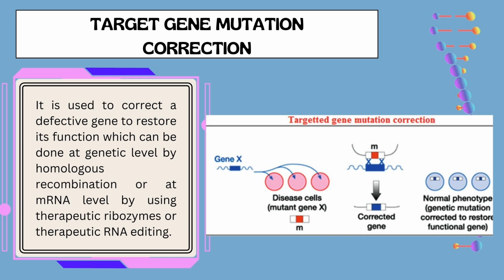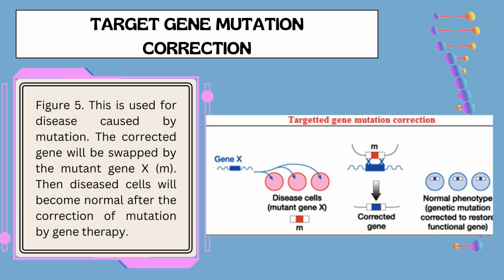In the summary of this gene mutation correction, gene therapy aims to restore the function of a defective gene by either replacing it with a normal copy at the genetic level or homologous recombination, or by correcting the mRNA. Also, this gene mutation correction offers promising avenues for treating a wide range of genetic diseases and holds the potential to revolutionize healthcare. Here in figure 5, this is used for disease caused by mutation.